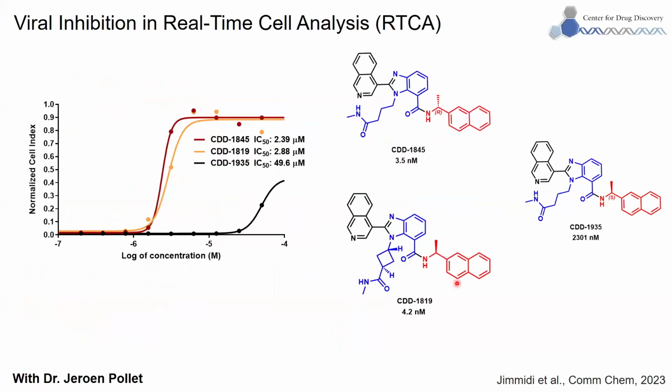So with the potent compound along with the other two compounds, we further tested them in a challenging antiviral assay in vitro. And these compounds behaved well, showing around 3 micromolar IC50s in cell-based viral inhibition assays.